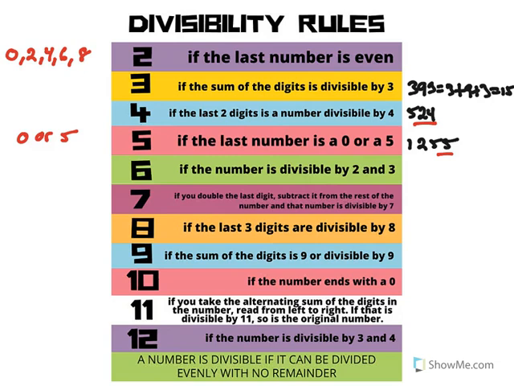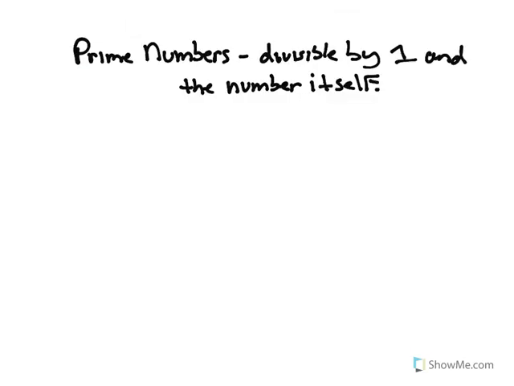For 10, again, if it ends in a 0, it's automatically divisible by 10. And then there are other divisibility rules as well that you can use, but the first 10 are usually the most commonly used. This is a good little chart to guide you in determining divisibility without a calculator. The next topic we're going to talk about is prime numbers and composite numbers.